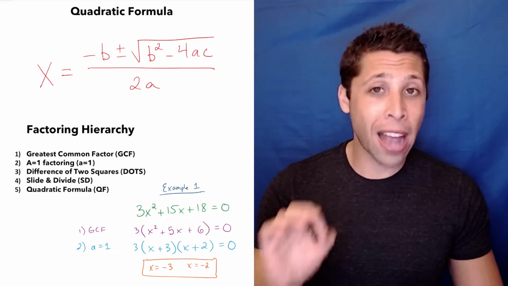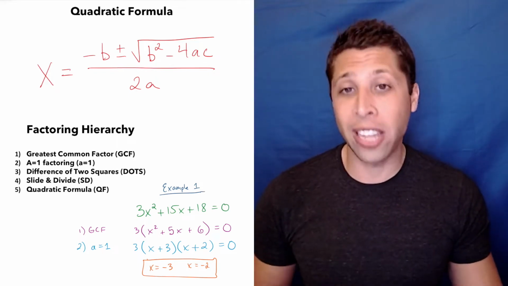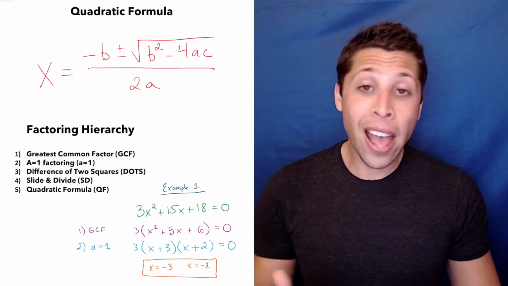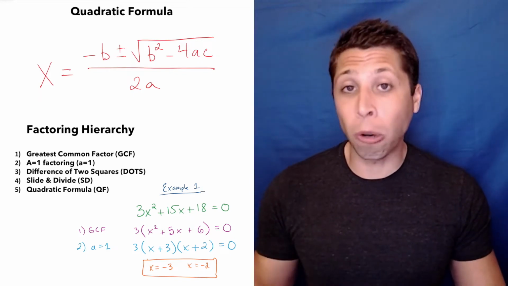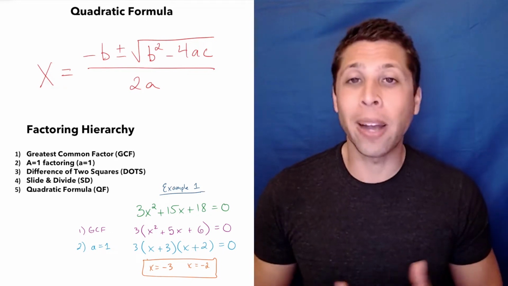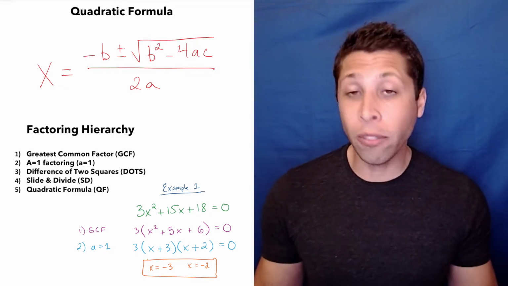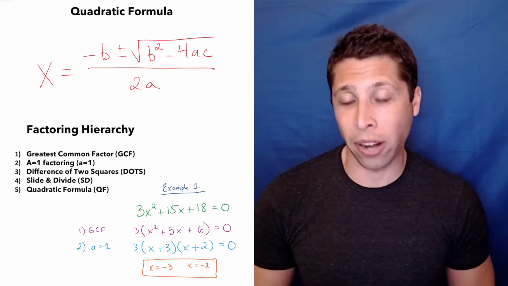Here's my factoring hierarchy. First, look for greatest common factors, or GCFs. Divide them out. Then, if a is equal to 1, just do the normal a equals 1 factoring that you learned in school. If that doesn't work, you might need to do difference of two squares or slide and divide, and only if all of those fail should we use the quadratic formula.